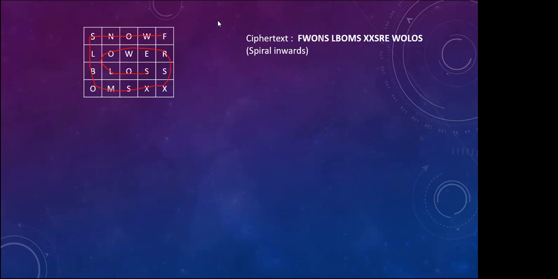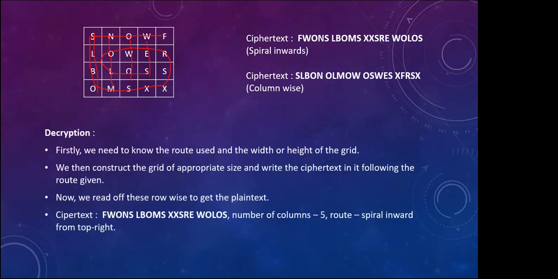Now we can take any other route as well for this same table. Like if we take the route as column-wise, we write it column-wise: first column, then the second column, then the third column, then the fourth column, in this way. We can take many different other routes as well, but the routes are given beforehand, as a key. So in this way we encrypt.